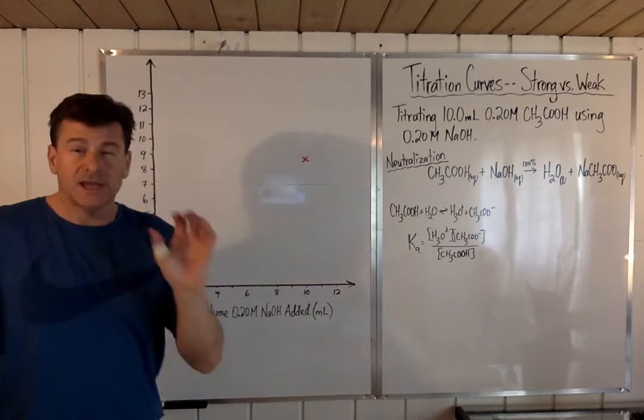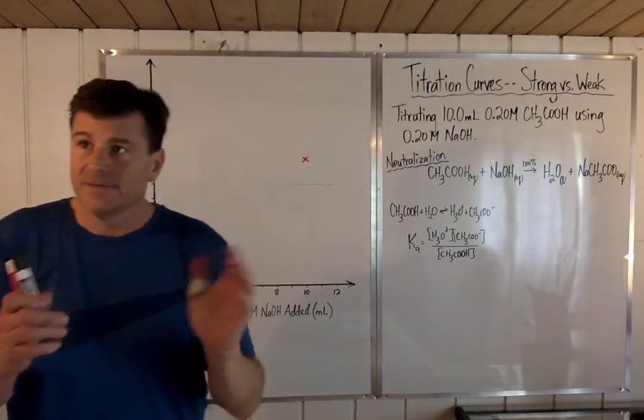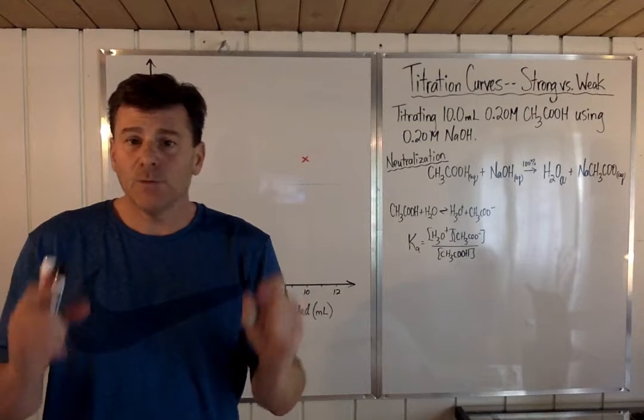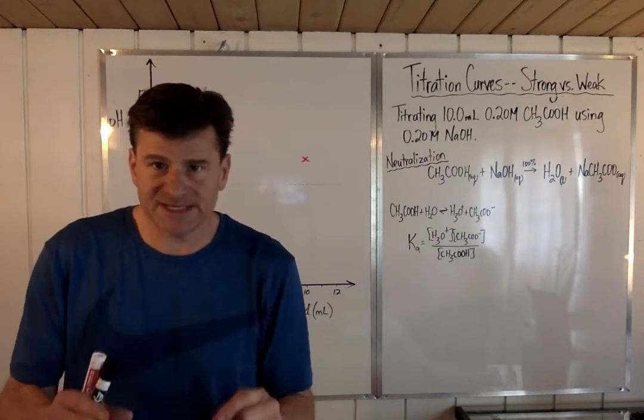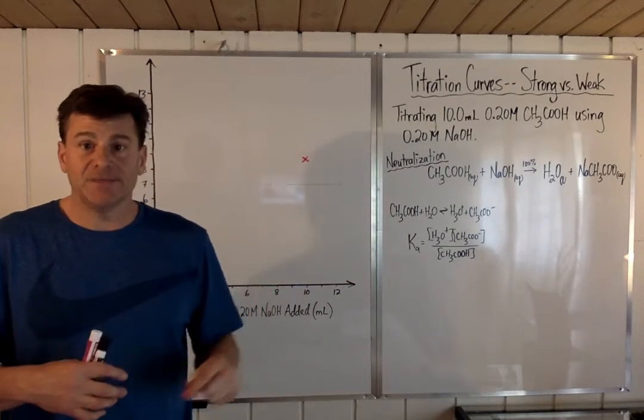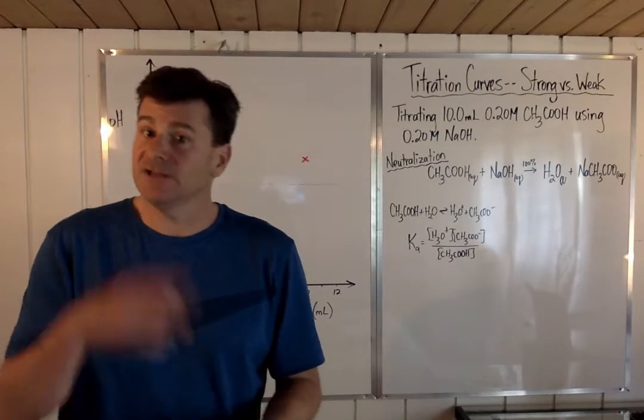Keeping in mind some of the things we know about titration curves in general, that will be the middle of the steep section as the pH changes rapidly. That's going to be the middle of that steep slope. Okay, so let's keep that in mind.